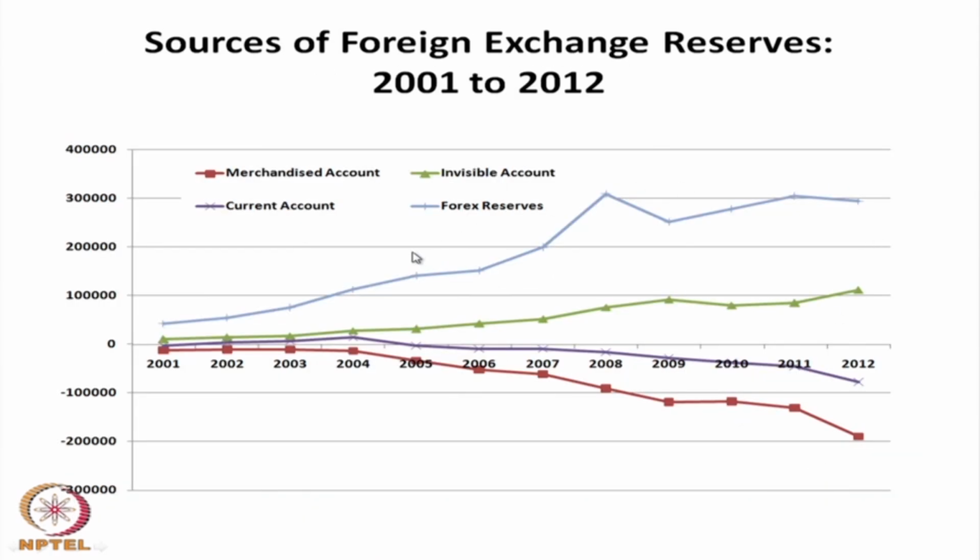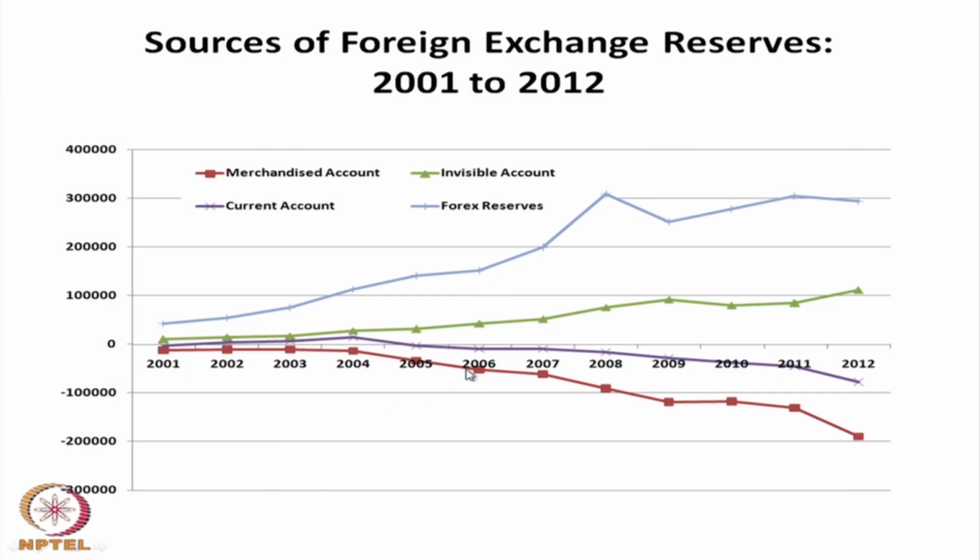If you see this graph of 2001 to 2012, the significant part of our reserve contribution is invisibles, which are increasing along with the foreign exchange reserves. Similarly, our current account deficit after 2005 has declined significantly, and the decline of a significant part of the current account deficit is alarming in nature.